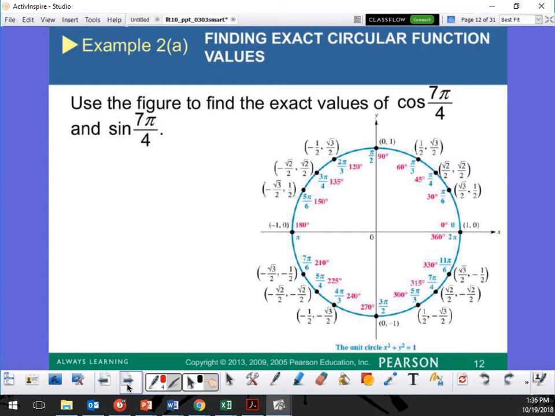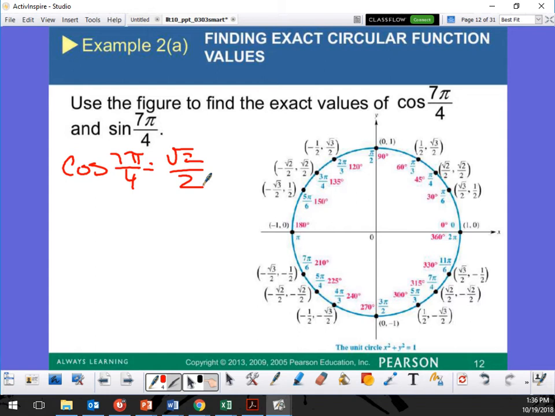The cosine. Let's take a look. Cosine is which value? It's the x. Come on, class. Cosine is the? X. Cosine, 7 pi over 4. So what is the x value there? We're at square root of 2 over 2. Yes?